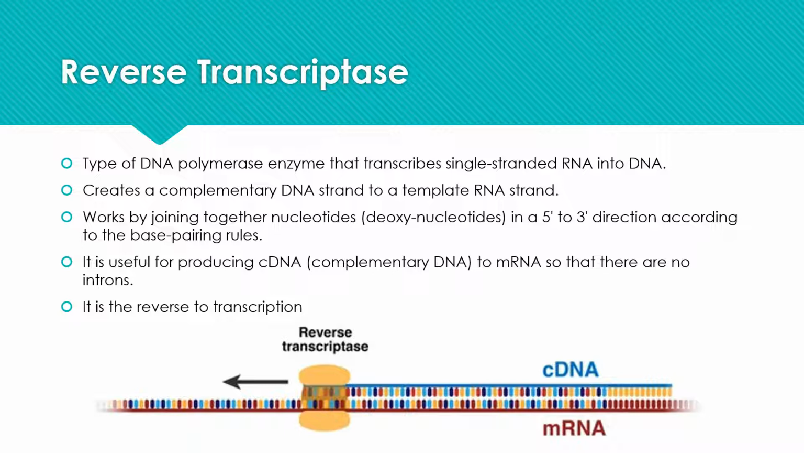And again, it works according to base pairing rules, where if you have an A in the RNA, you'll have a T in the DNA. If you have a U in the RNA, you'll have an A in the DNA, and C and G follow their normal rules as well. Where it can be really useful is kind of reverse engineering things a little bit.